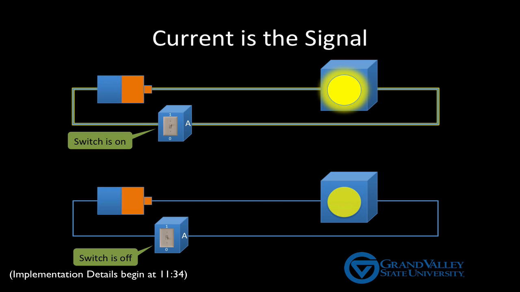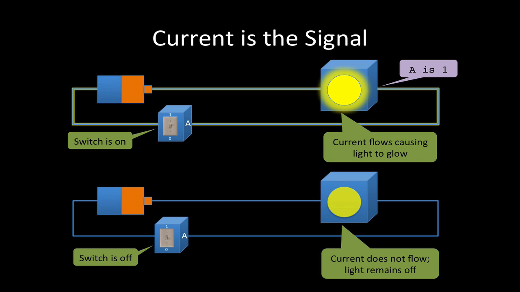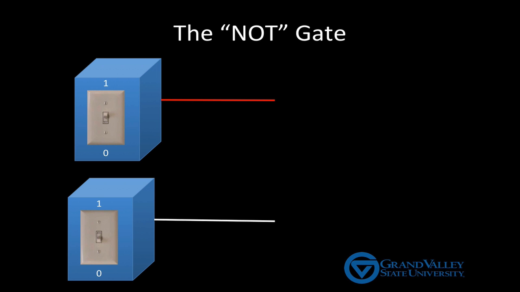This is analogous to turning a switch on, which sends current through the wire to the light. The current is, in some sense, the signal. Turning the light off removes the current, causing the light to go out. A NOT gate is a physical device that flips the state of a wire.